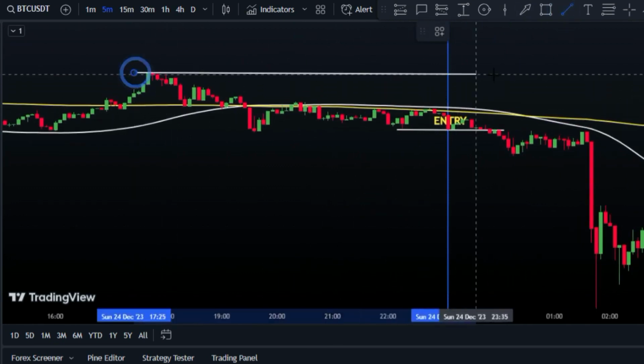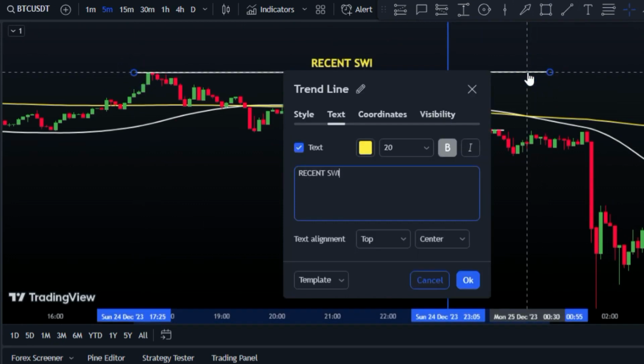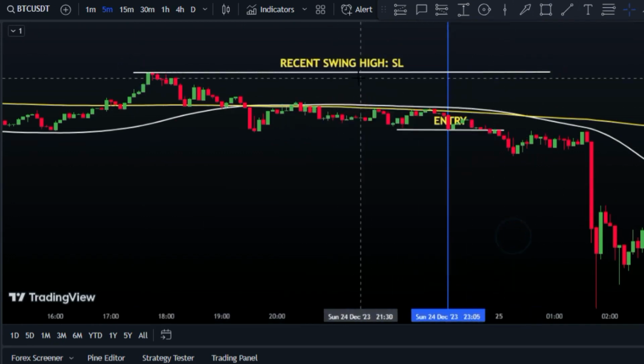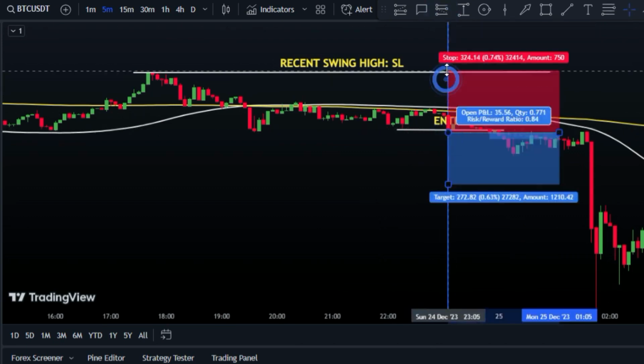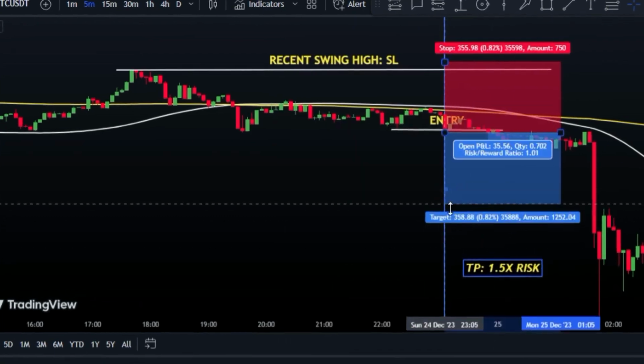And as we move forward, the recent swing high provides an ideal point for placing the stop loss to manage the trade risk. And for the profit target, consider a level that's 1.5 times the stop loss of the trade.